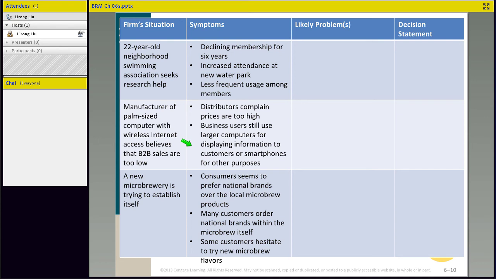So apparently there will be a transition cost. And the likely problem here is that the transition cost might be too high. Okay, so what could be the decision statement? Well, apparently the manufacturer wants to know what can be done to improve sales, to make the B2B sales high, to make the palm-sized computer useful again. Okay, that's the decision statement.